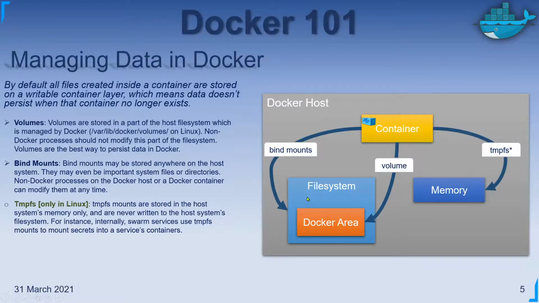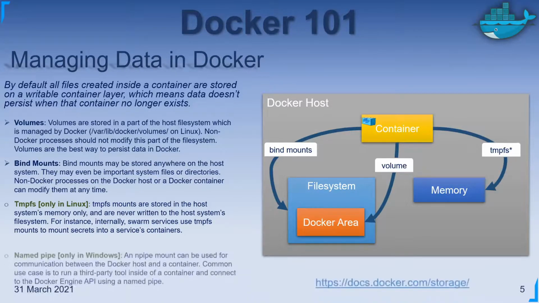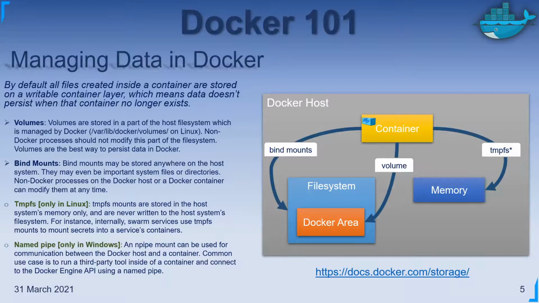Docker also provides the possibility to store data in the host's memory. This is only available within the Linux environment. For example, Swarm services use tmpfs mounts to mount secrets into the service containers. Named pipes, available only on Windows Docker hosts, can be used for communicating between Docker hosts and containers. A common use case is to run a third-party tool inside the container and connect to the Docker Engine API.